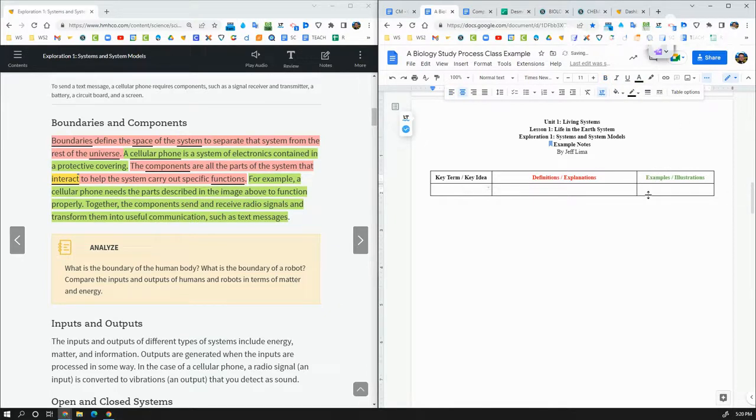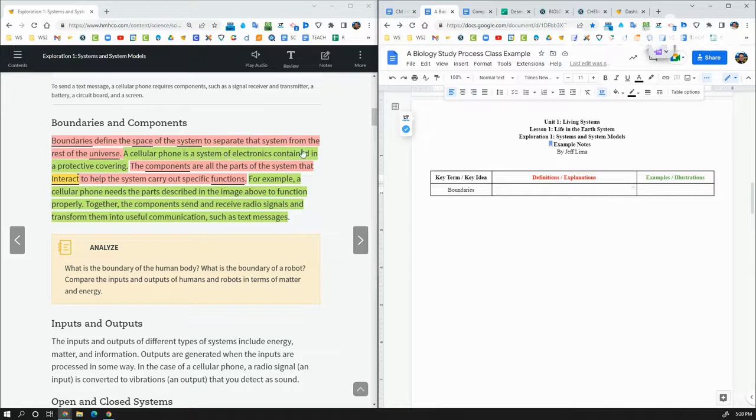So this paragraph that we annotated on the previous video is about boundaries. And so I'm going to write that as my key term. And then I'm going to define what that is. Now, when I'm defining, I'm going to try to do it without just copying from the textbook, but trying to internalize what that means. So putting that in my own words, right?